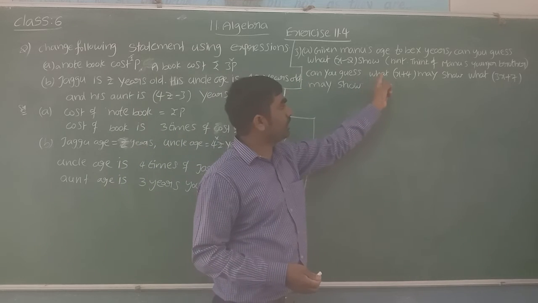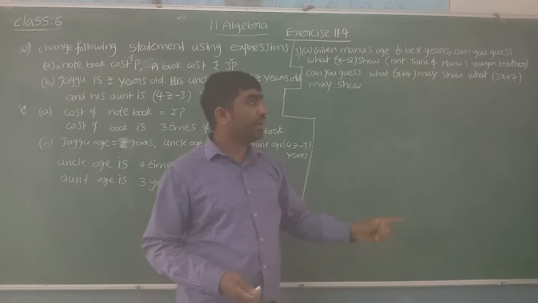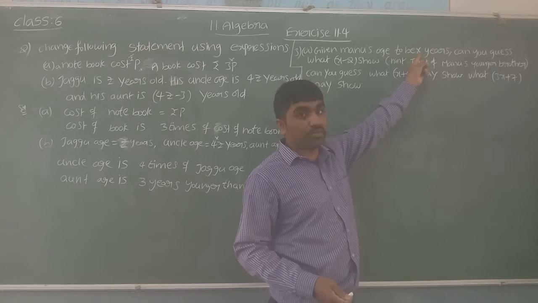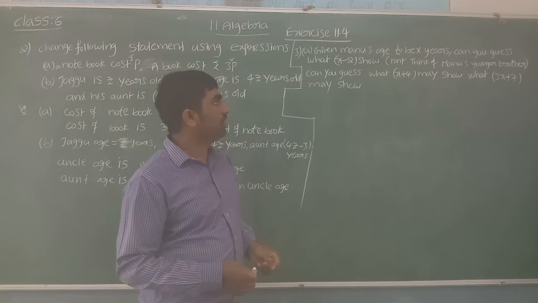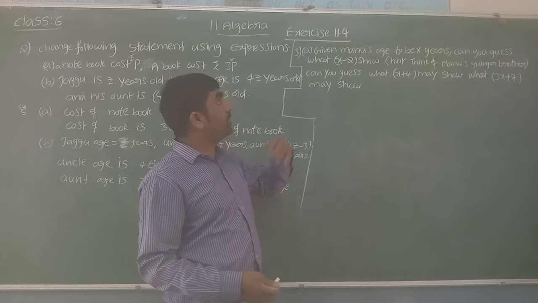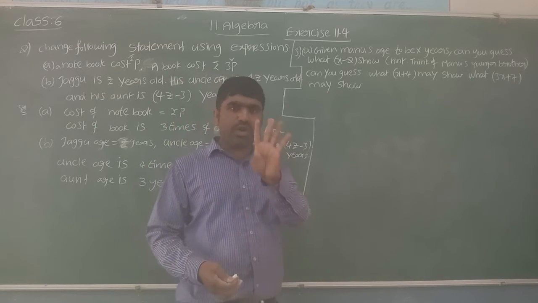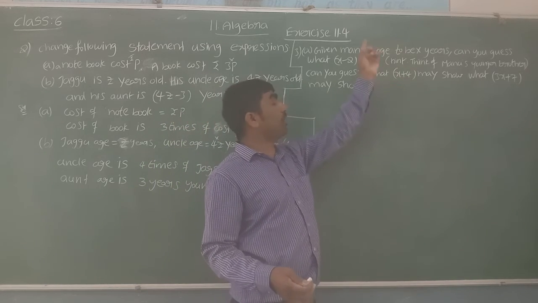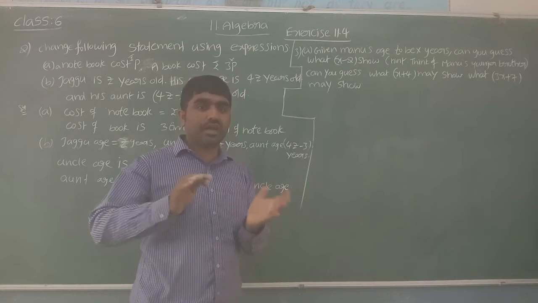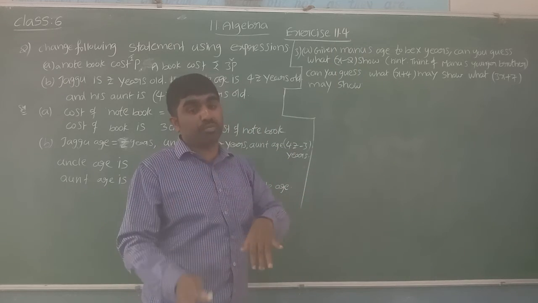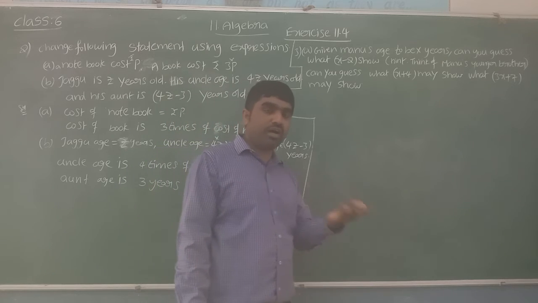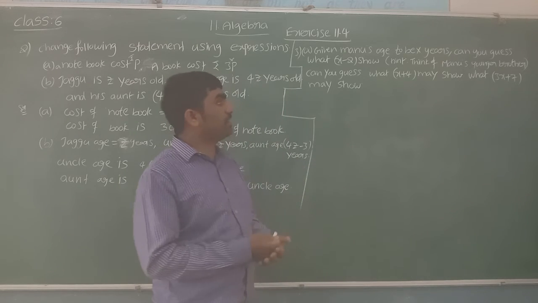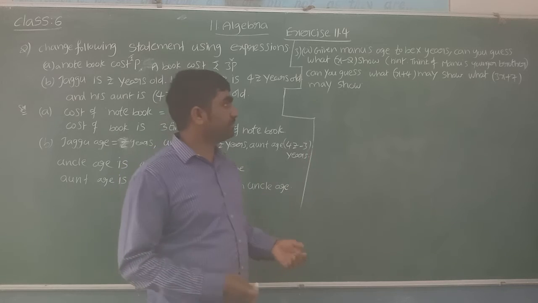Can you guess what x plus 4 may show? With x equal to 20, suppose 20 plus 4 is 24. 24 means more than Manu's age. How many years? Only 4 years more than Manu's age. Generally, whose age will be 4 years more than Manu's age? Sir, it may be her elder brother or elder sister.